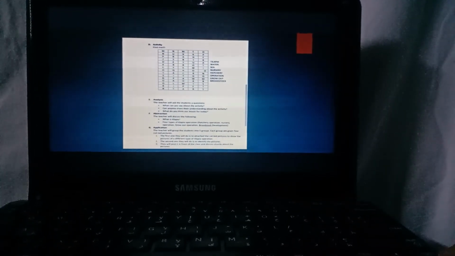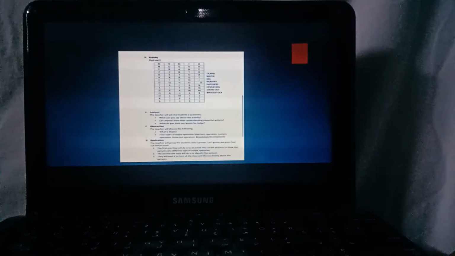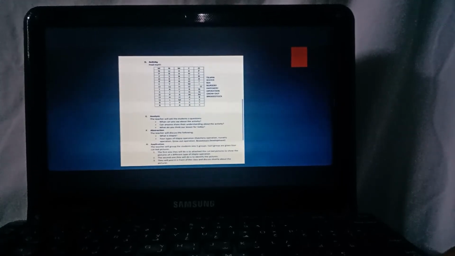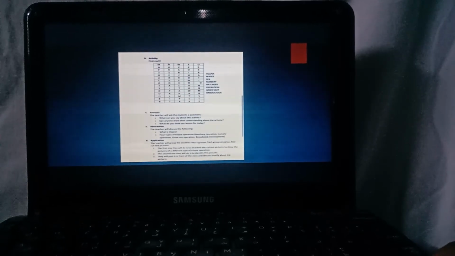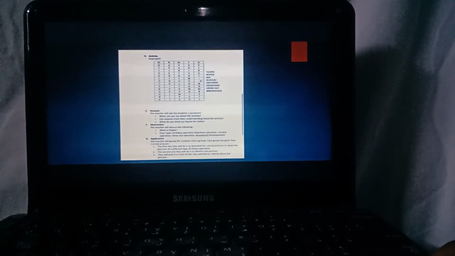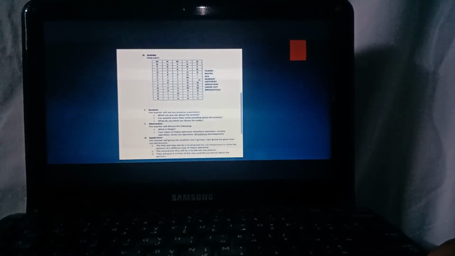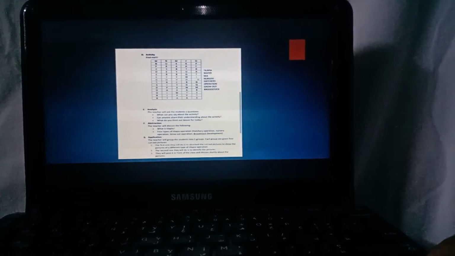Next is analysis. The teacher will ask the students questions: what can you say about the activity? Can anyone share their understanding about the activity? What do you think our lesson is for today? Next is the abstraction. This is where I will discuss what is tilapia and the four types of tilapia operation.